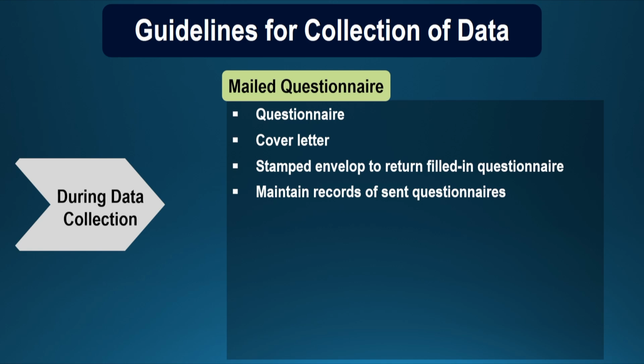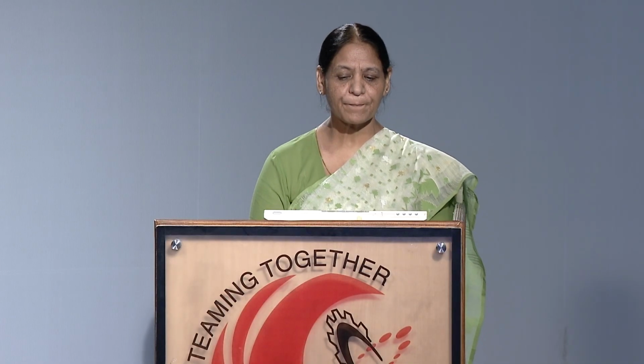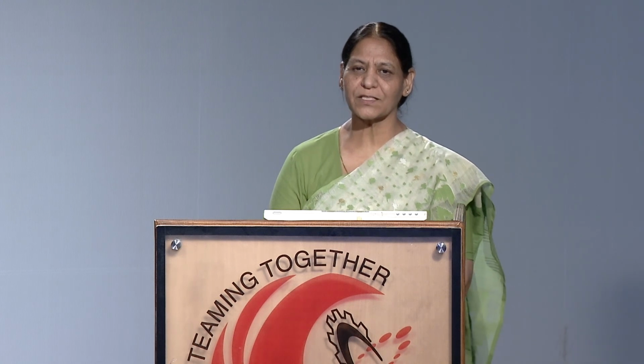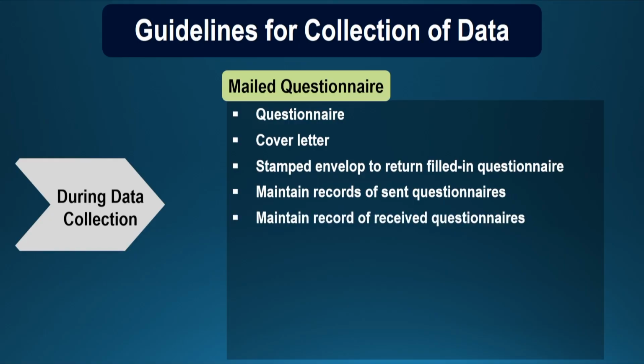And when the questionnaire is being mailed, complete records need to be maintained as to who has been sent the questionnaire, and an appropriate serial number can be assigned to the sample which has been selected for the study. Once the questionnaire has been mailed and adequate time is provided to the respondent to return the filled-in questionnaire, and you start receiving the questionnaires, again you need to maintain the record of the questionnaires which have been received and acknowledge the receipt of the questionnaire.